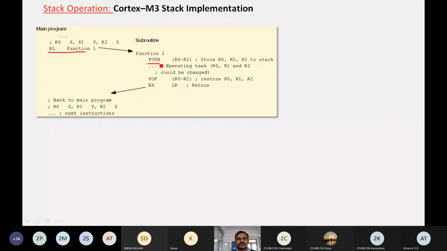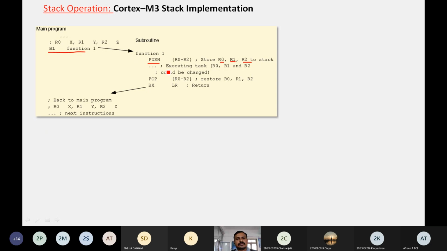Here, the push instruction is used, where in the previous example we observed for each register an individual push instruction is used. That is the basic one. But here in the Cortex M3, we can push the register content in bulk. So store all register values from R0, R1, R2 to the stack. So push open brace R0 to R2.